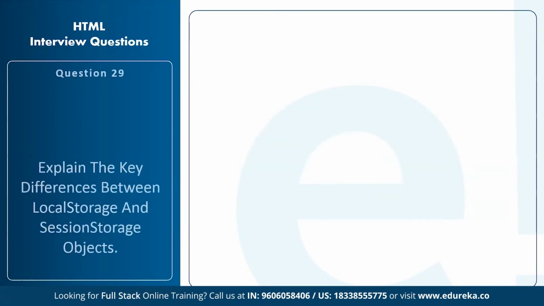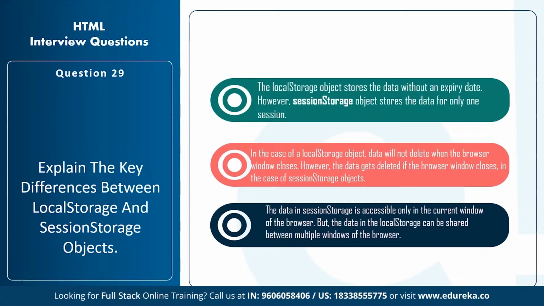Now the next question is, explain the key differences between local storage and session storage objects. The key differences are that the local storage object stores the data without any expiry date. That is, it can hold it for as long as you want it to. However, the session storage object stores the data for only one particular session. So if you log out of one session and get into the other, you wouldn't find that session storage object.